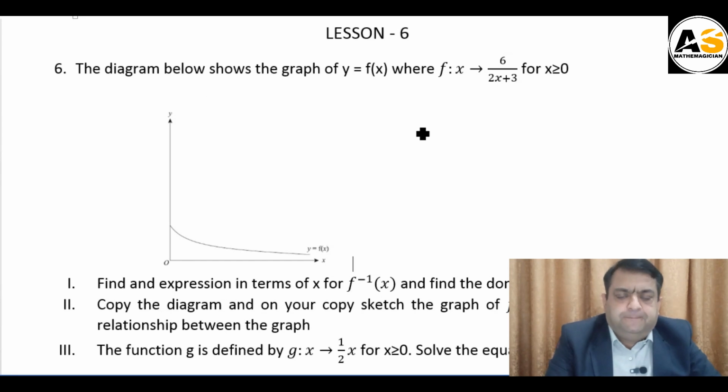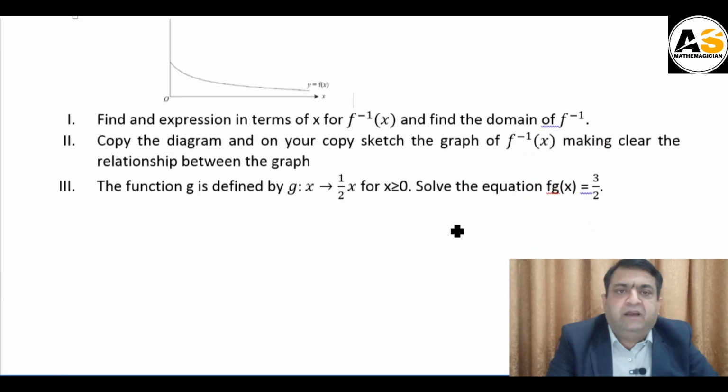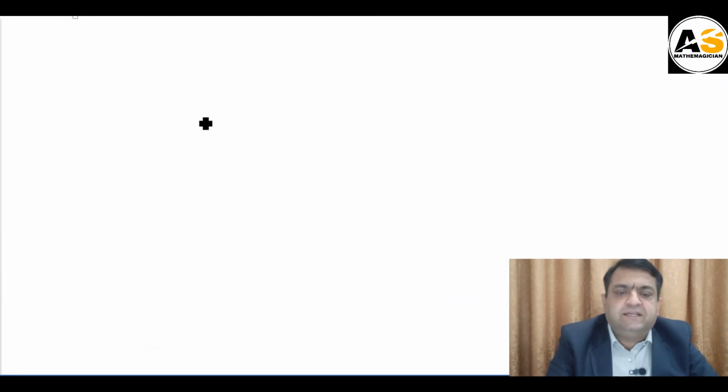Question number 6. We are given a function f of x is equal to 6 over 2x plus 3 for x greater than or equal to 0. Its graph is also given. We have to find its inverse and state the domain of f inverse. f of x is equal to 6 over 2x plus 3.